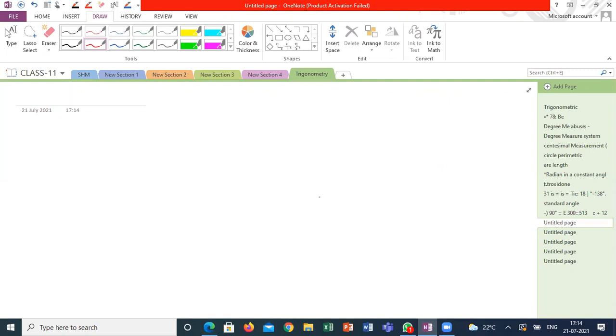Convert 40 degrees 20 minutes in radian measure. The hint was: first you convert 20 minutes into degrees. 20 minutes is how many degrees, guys?